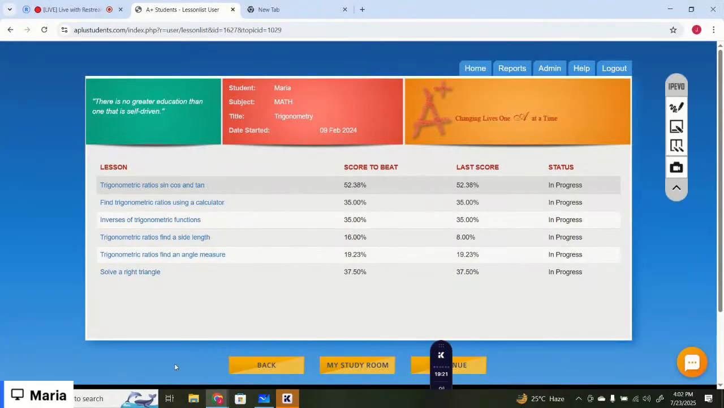Here I am on grade 9 math. The chapter we are on right now is trigonometry. Let's just start with the lesson that is trigonometric ratios, find the side length.